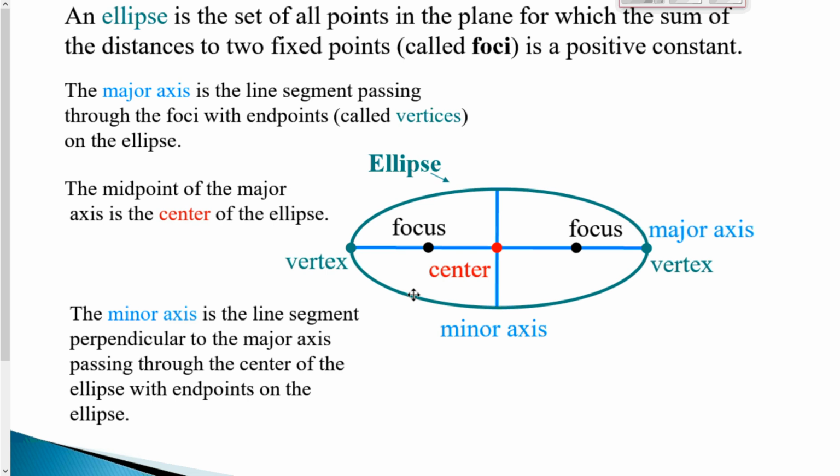The center is just where the minor and the major axis intersect each other. And then the minor axis is the smaller line segment. It's always perpendicular to the major axis.